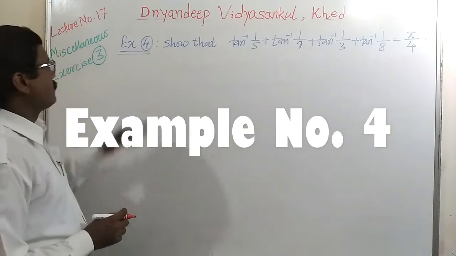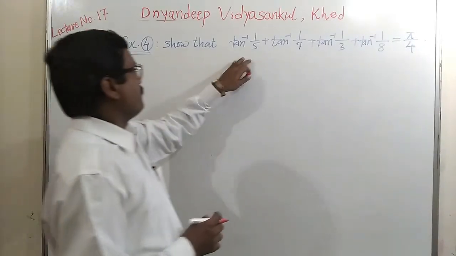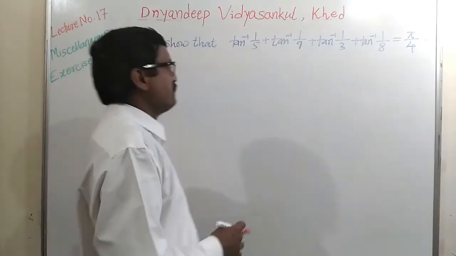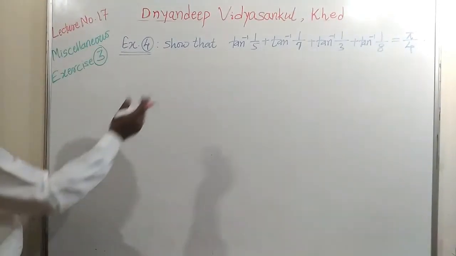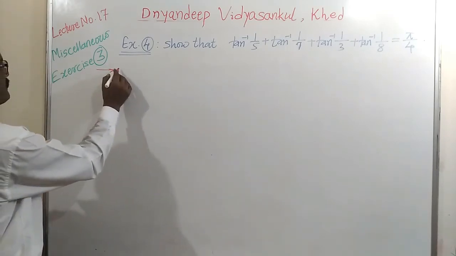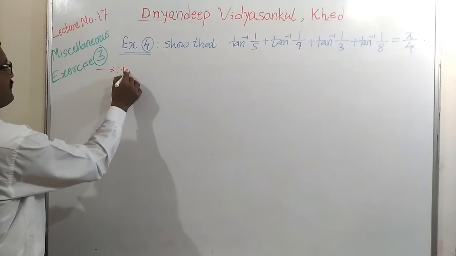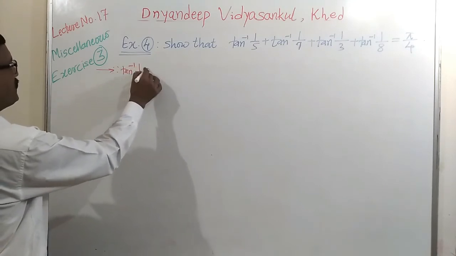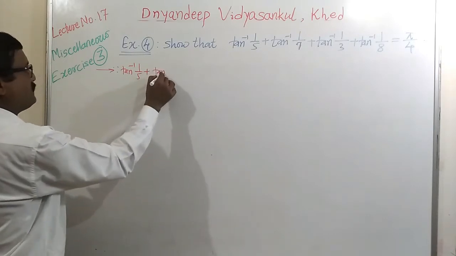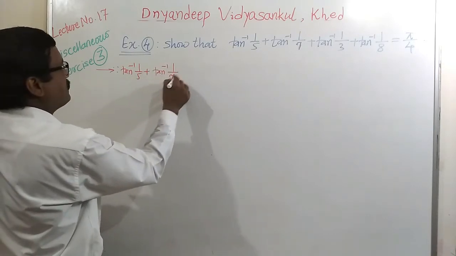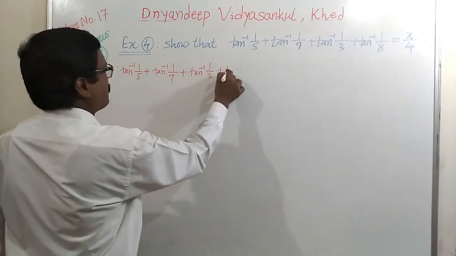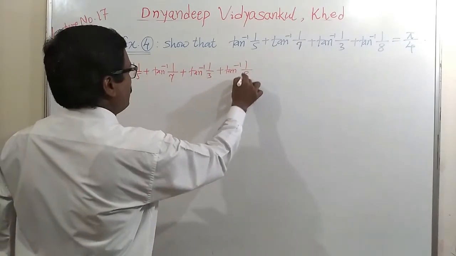Now see example number 4. Show that tan inverse of 1 by 5 plus tan inverse of 1 by 7 plus tan inverse of 1 by 3 plus tan inverse of 1 by 8 equal to pi by 4. Let us see, take the left hand side: tan inverse of 1 by 5 plus tan inverse of 1 by 7 plus tan inverse of 1 by 3 plus tan inverse of 1 by 8.